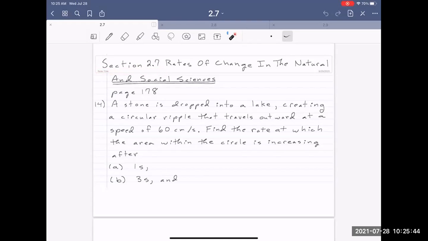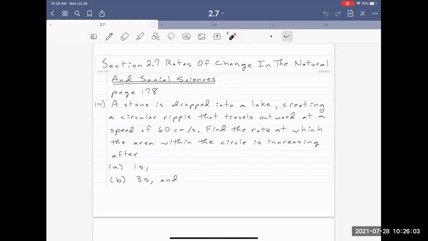Section 2.7, rates of change in the natural and social sciences. They're just going to give you some word problems in either the natural or the social sciences.